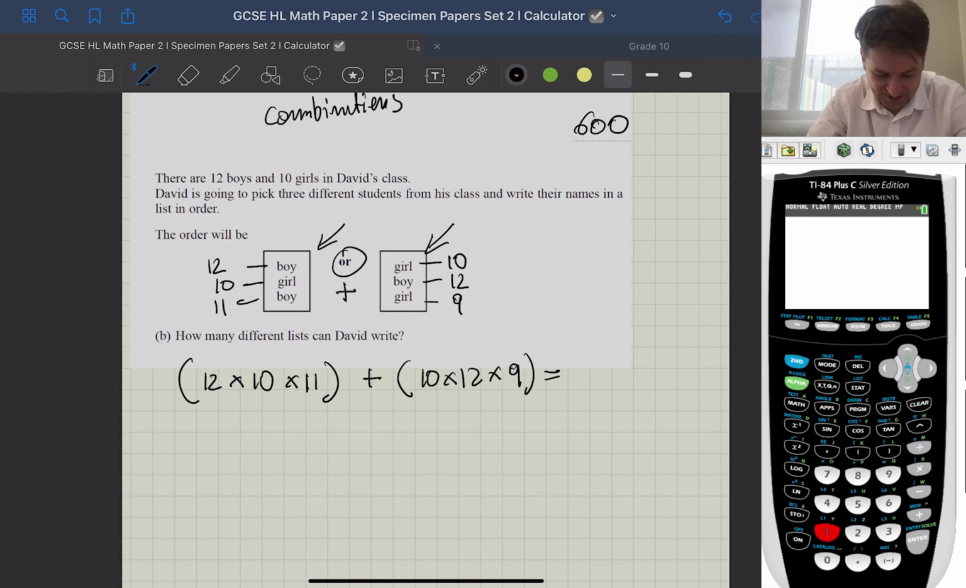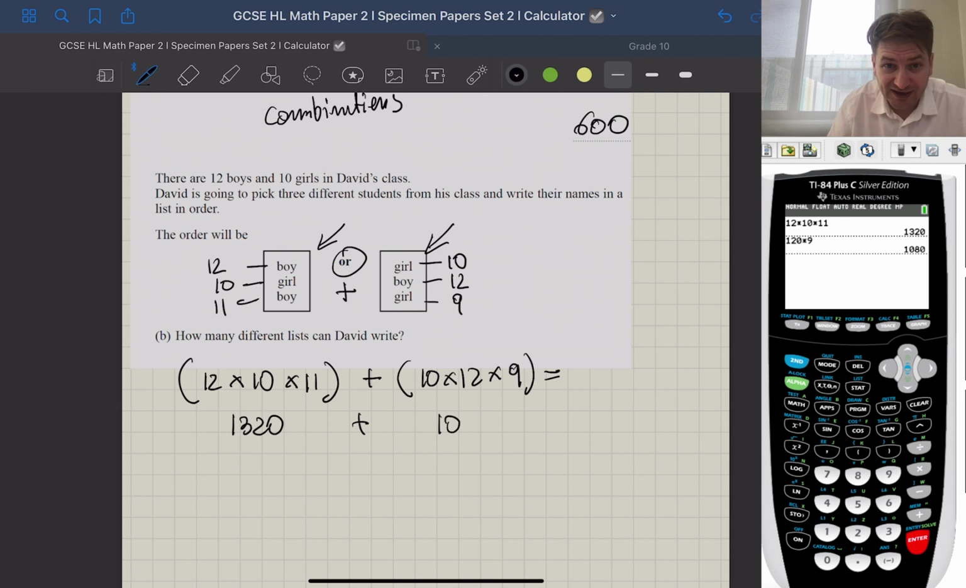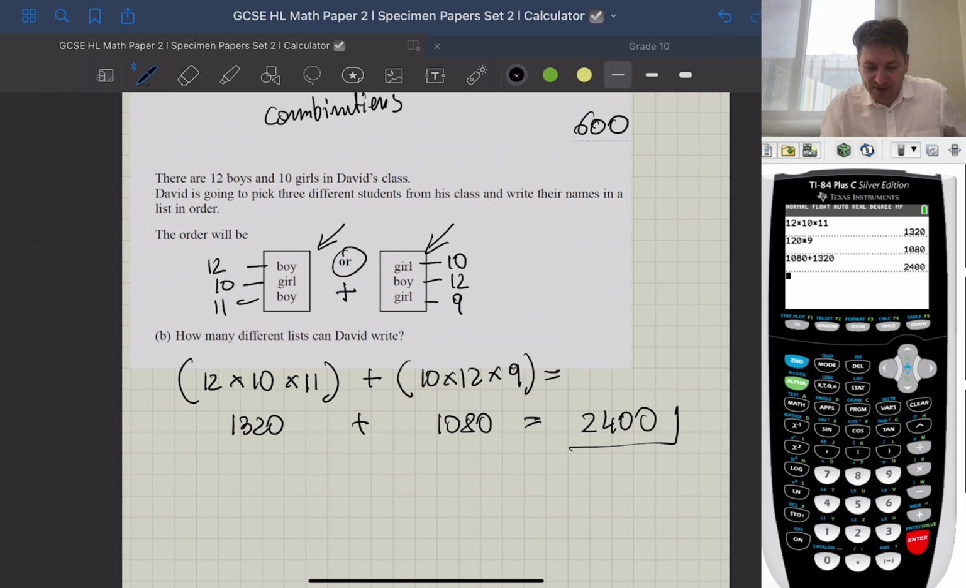12 times 10 times 11. That's 1320, and then I got 120 times 9. This gives me 1080, and this together plus 1320. This calculator is annoying sometimes. 1320 gives you nice and juicy 2400. All right, so that's that one. Combinations.